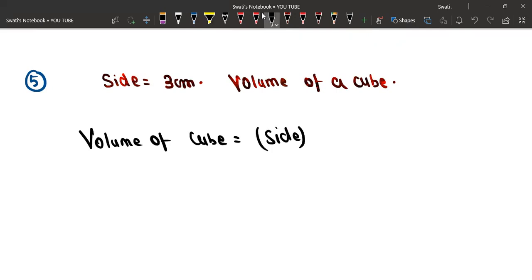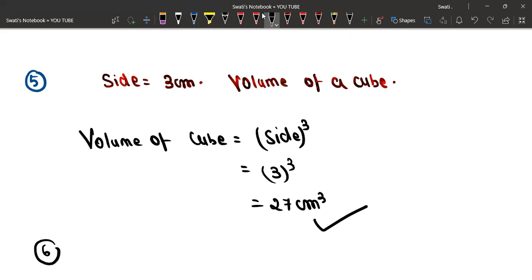What is the meaning of side cube here? That the side is getting multiplied 3 times. So that means 3 cube, right? So 3 times 3 times 3 is going to be just 27 centimeter cube. Okay, this is the answer. This was a very simple and very straightforward question. And now we can go to the next question.